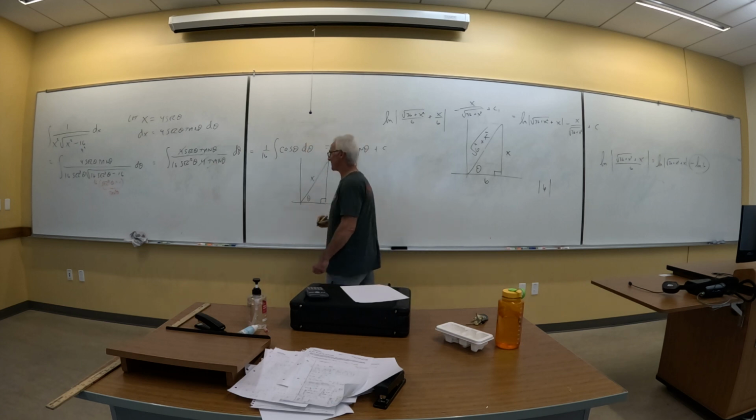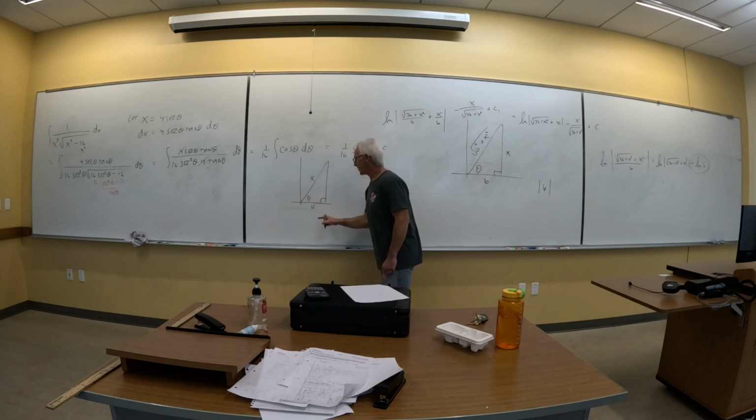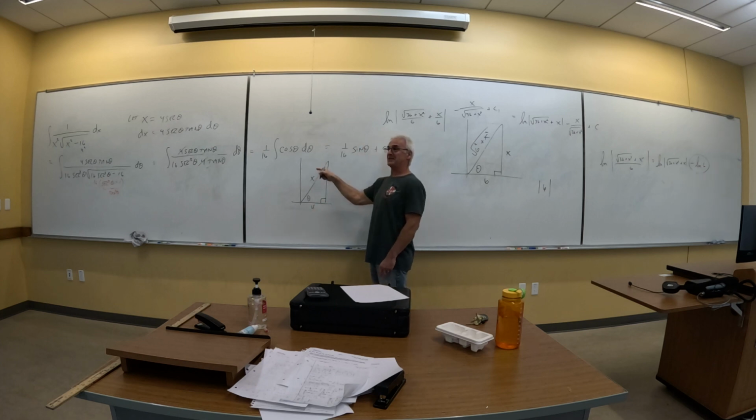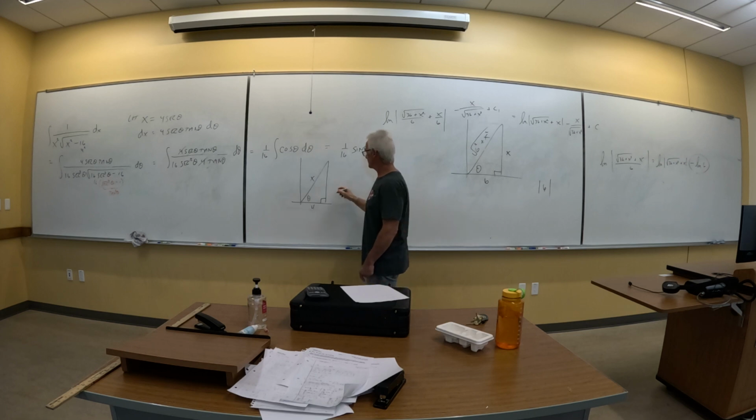Okay, I was waiting for that. The cosine would be 4 over x. The secant would be x over 4. So do I have that part right? So what goes here? x squared minus 4 squared. x squared minus 16. Is that a good thing?